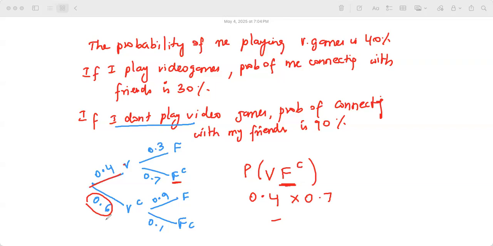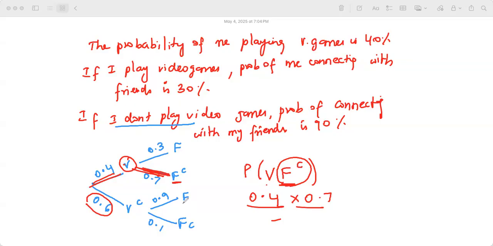Since this is dependent probability, right? It is basically dependent probability. So see here, 0.4 and then times 0.7. Why that 0.7? Probability of not connecting to friends, given V has already occurred, from V only I'm branching this. So 0.4 times 0.7. Am I making sense?